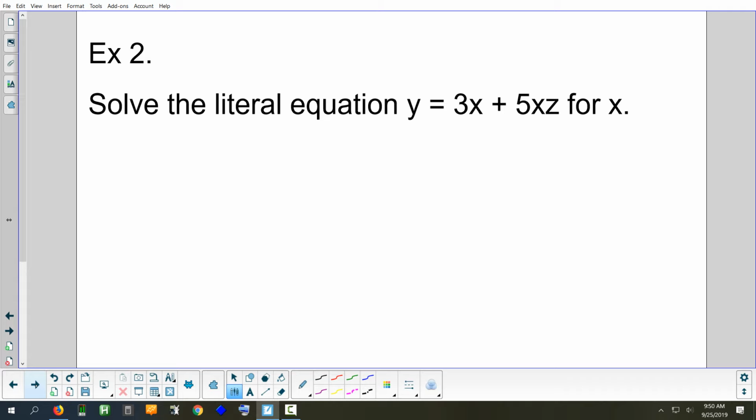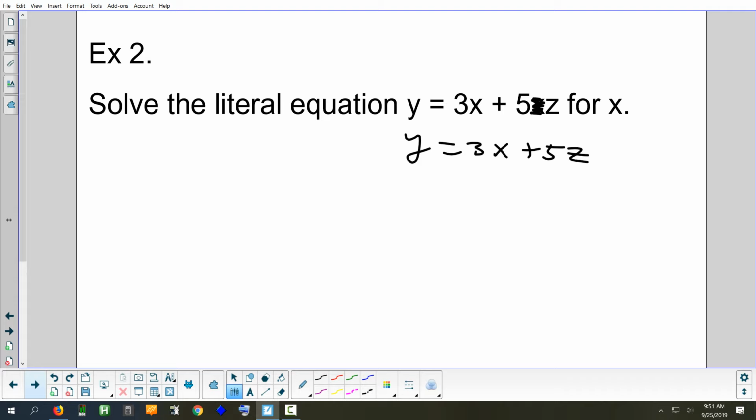I don't even know how to fix it. Okay, I'm just going to change it a little bit. Let's change one thing. Let's make it that. I'll just rewrite it for you. 3x plus 5z is the formula.